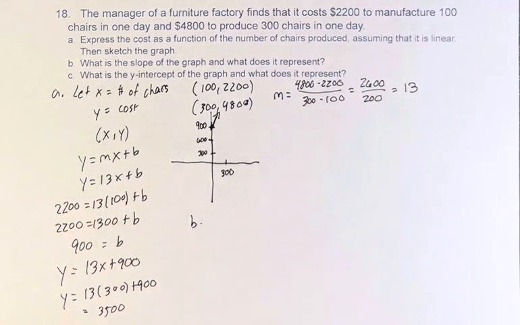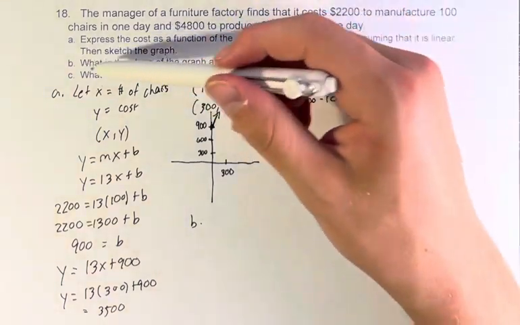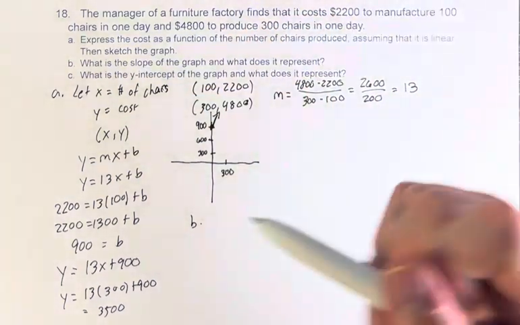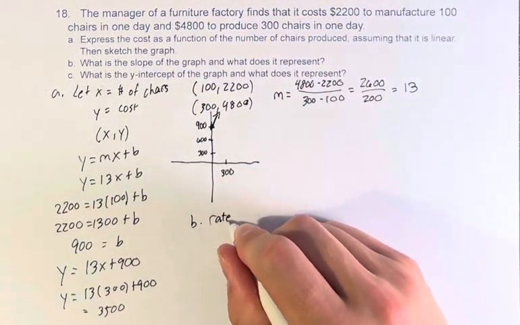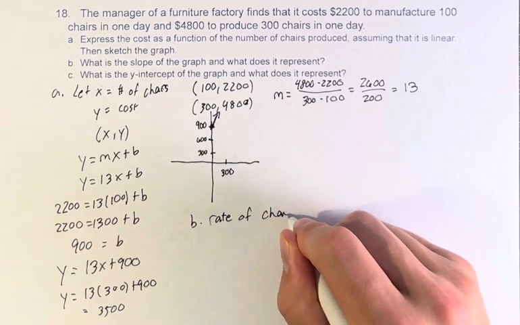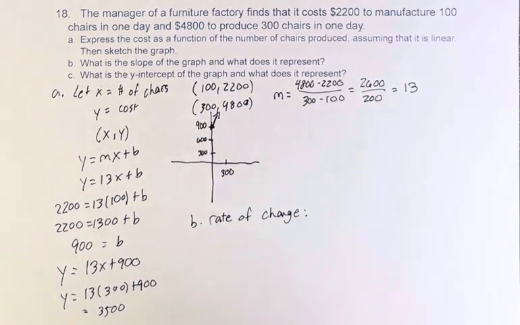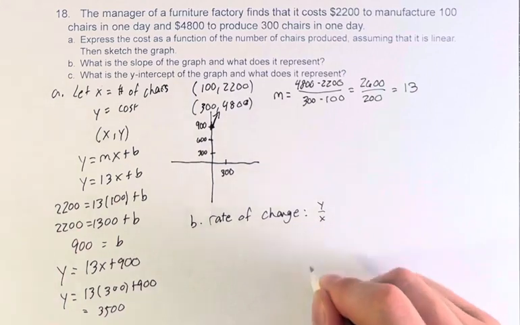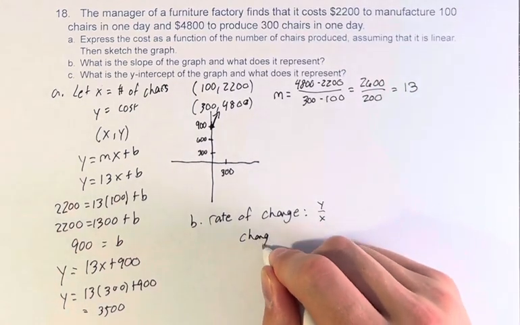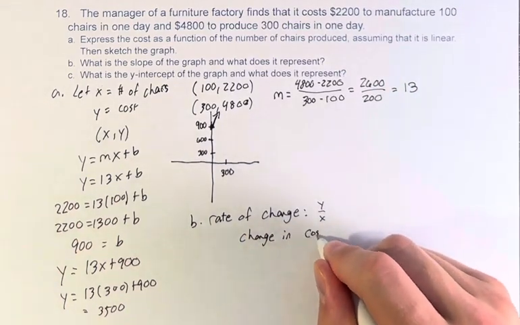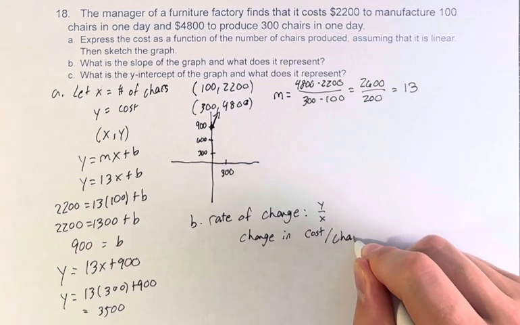For b, what is the slope of the graph and what does it represent? It is the rate of change of y over x. So it is the change in y, cost, per chair.